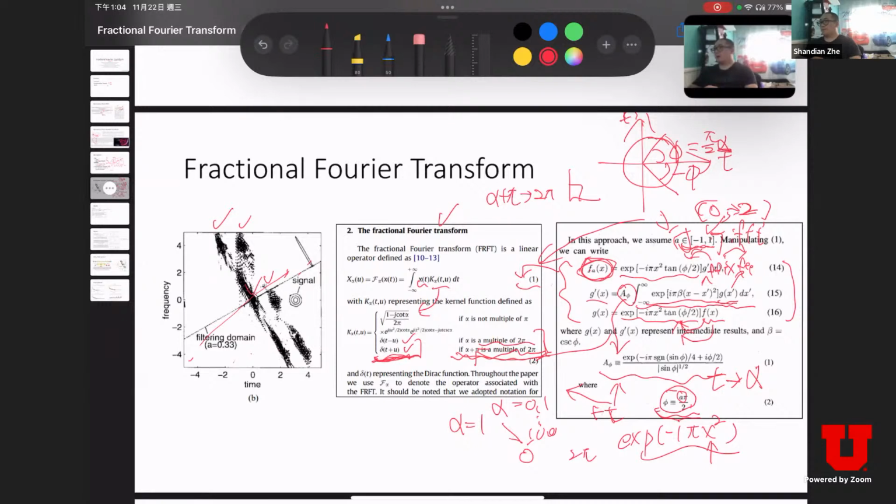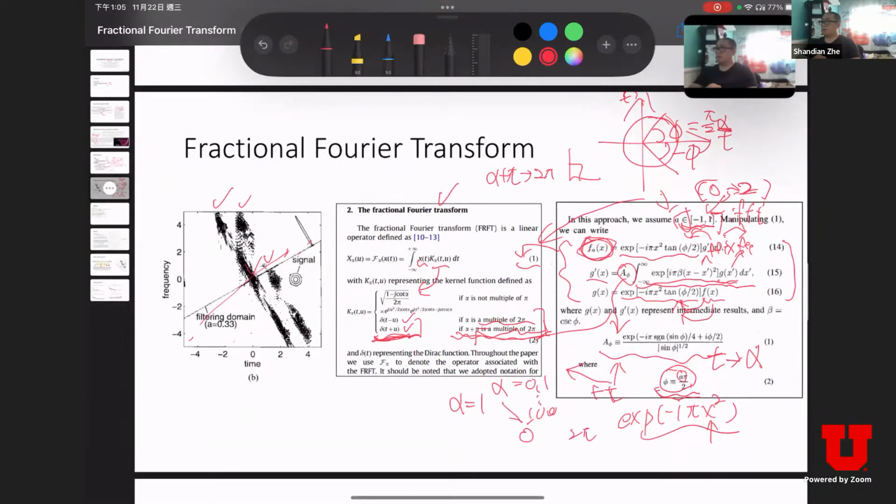Yeah, I feel suspicious about the A and the alpha, because in the definition in the middle, you said if alpha is a multiple of 2 pi, it will become an impulse function. But if A equals 2 pi on the right block, the tan h of phi over 2 shouldn't be problematic, right? It seems that you can also compute this.